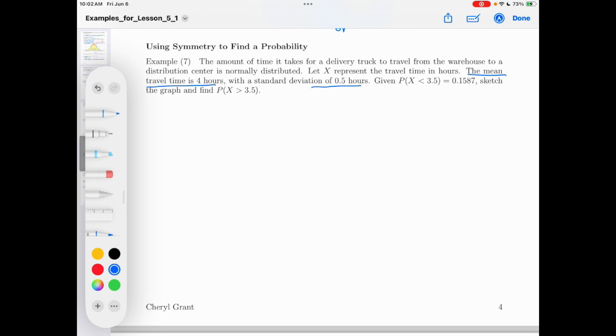We're given that the probability that X is less than 3.5 is 0.1587. We're going to sketch the graph and then we're going to use that information to find the probability that X is greater than 3.5. So we have our normal curve shape. The mean is the center, so that always needs to go right in the middle. And our standard deviation is 0.5.